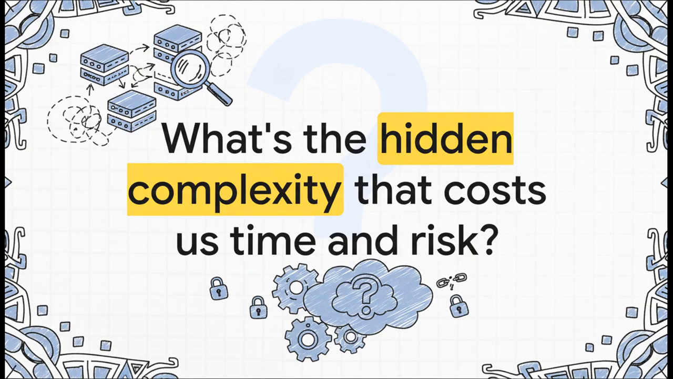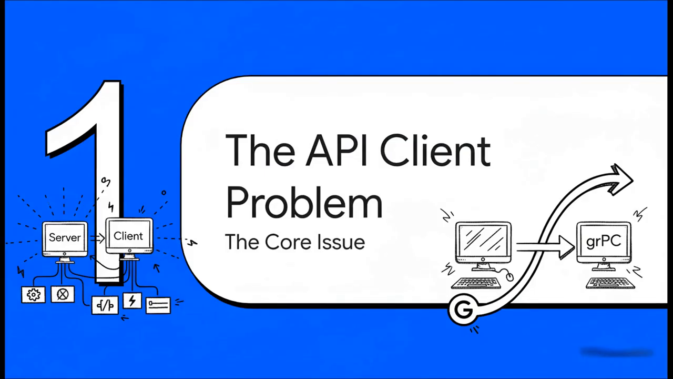So we all build with APIs, right? If you're a developer, it's just part of the job. But let's be real. You've probably felt that pain, that friction, when you're trying to integrate them. There's this hidden complexity that just eats up our time and, honestly, creates a ton of risk. So what is that hidden problem? Well, it really boils down to this one thing, the API client problem. This isn't just a small annoyance. It's the core issue, the very reason gRPC was even created.